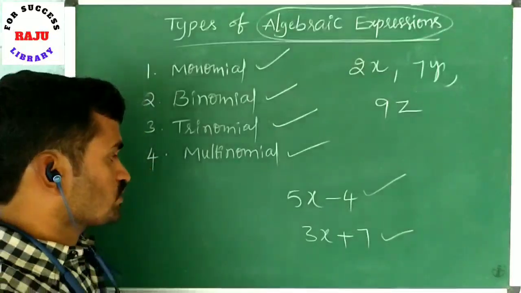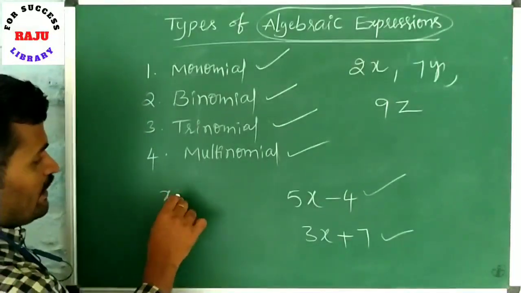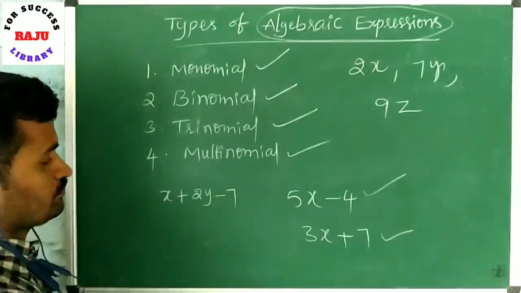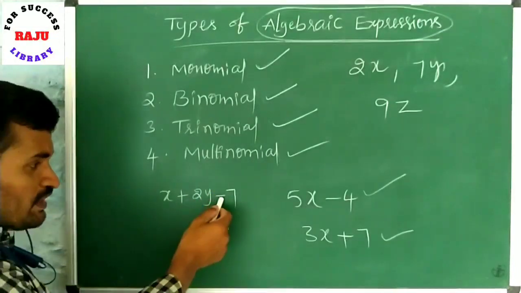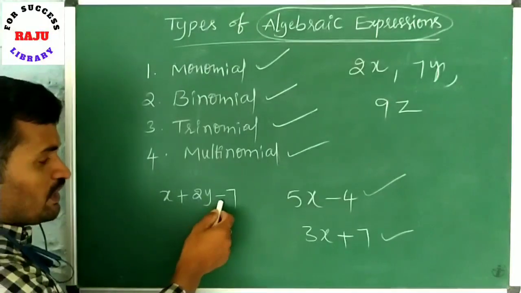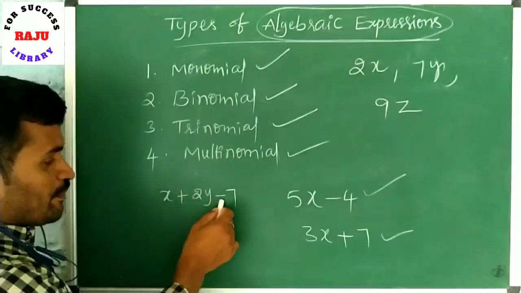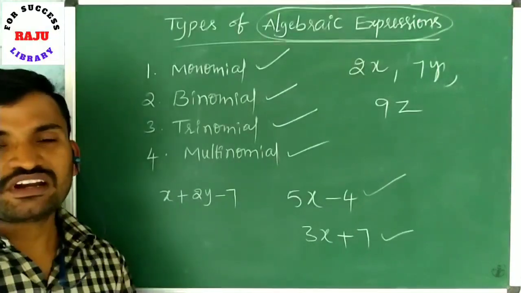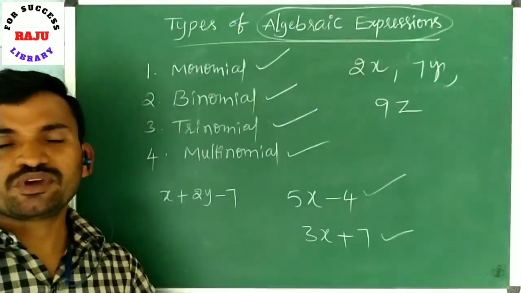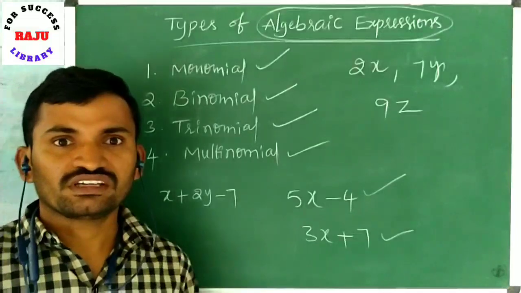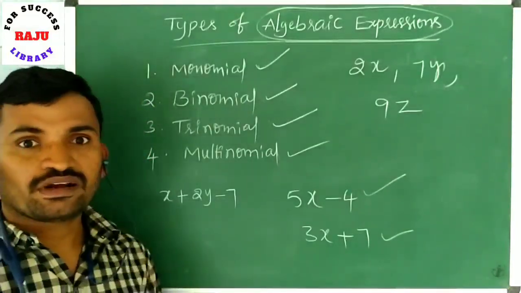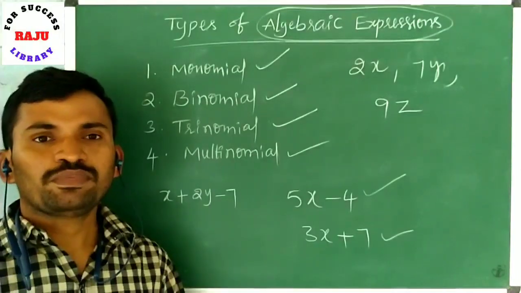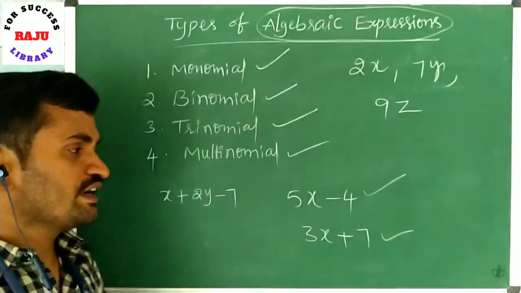In a trinomial also, if you take x plus 2y minus 7, or x plus 2y minus z, here plus and minus are dividing it into terms. In a multinomial also, whatever it may be, we can understand one thing: plus and minus can divide an expression into terms. This is very important. Plus and minus can divide into terms.